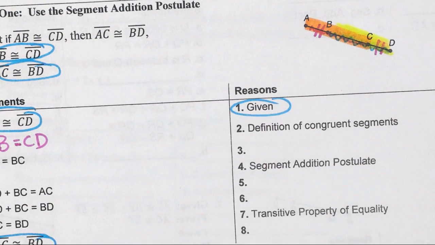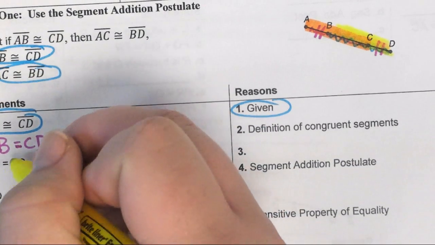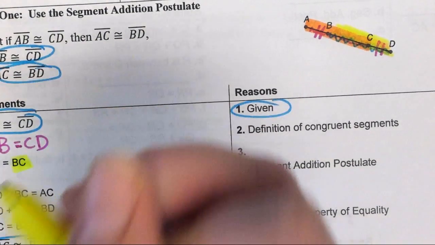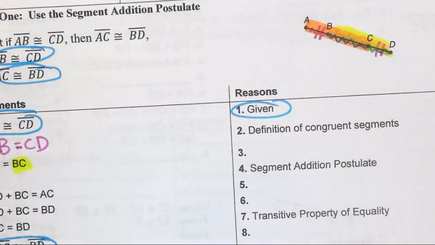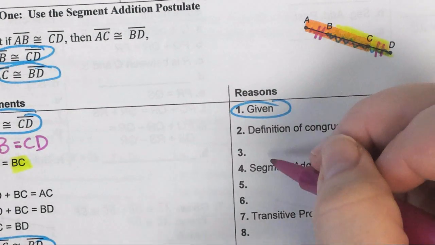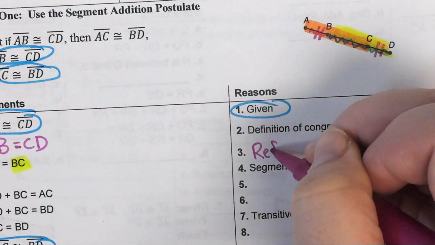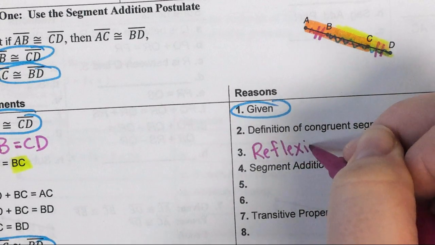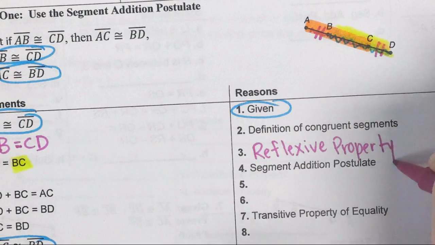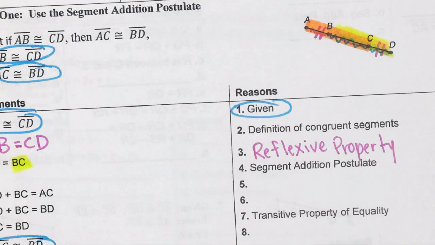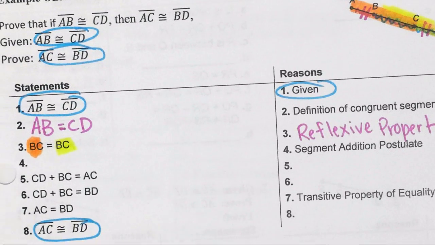Okay, so no surprise on line 3. They say BC equals BC. They're saying we're using BC for the yellow and we're using BC for the orange. So that's why they bothered to show that in there. And we know that is the reflexive property. I think everyone in the room would guess that one right. Now I get to line 4 and it says segment addition postulate.